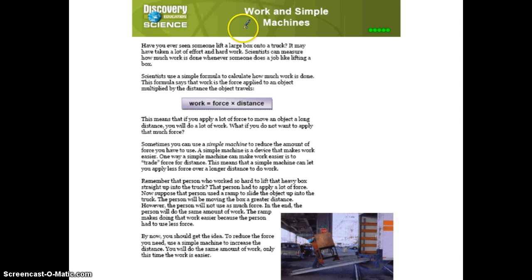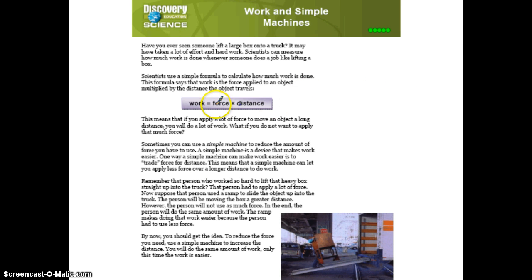All right, it says, have you ever seen someone lift a large box onto a truck? It may have taken a lot of effort and hard work. Scientists can measure how much work is done whenever someone does a job like lifting a box. Scientists use a simple formula to calculate how much work is done. This formula says that work is the force that's applied to an object, multiplied by the distance that the object travels, and that's how much work.